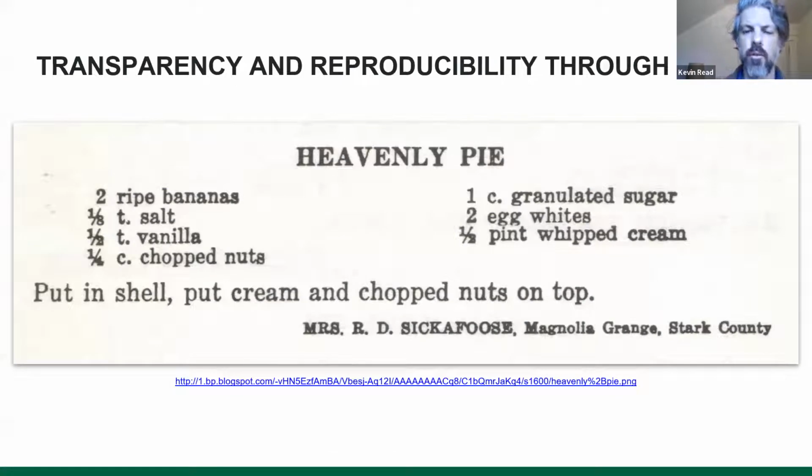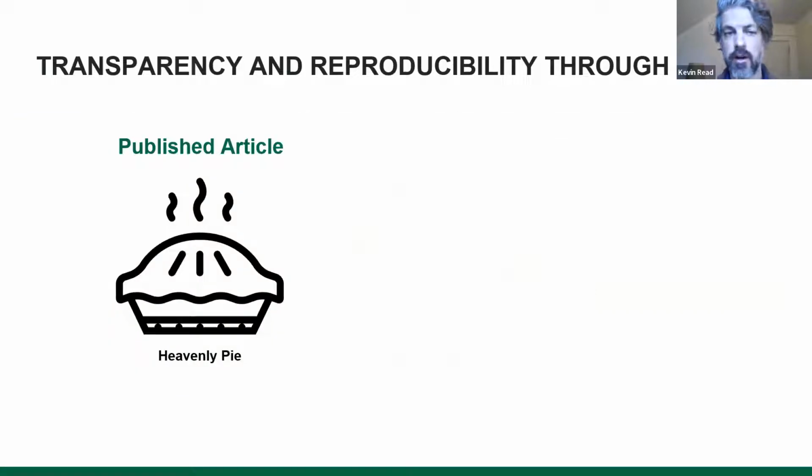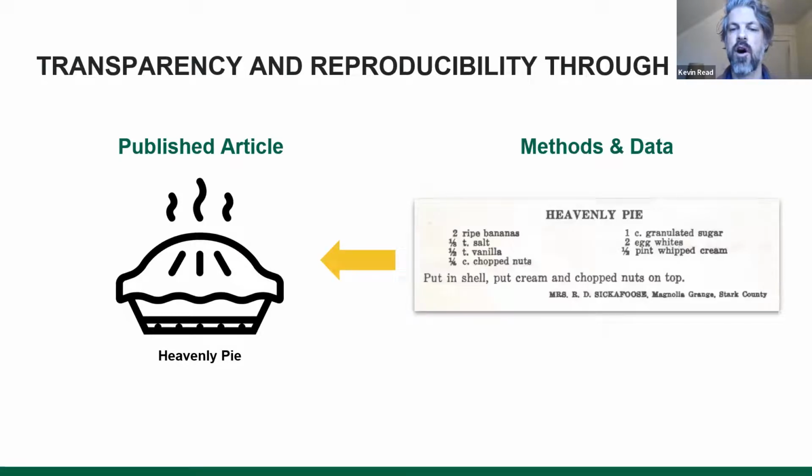So I want to start with a really simple example of where data management can go wrong. And I like to use this recipe for Heavenly Pie by a woman named Mrs. R.D. Sycophus. So here you can see we have an example of the Heavenly Pie recipe where we have ingredients and we have instructions. So if we were to think about the final product, which is that Heavenly Pie, as a published article, let's think of all of the ingredients and the recipe as the methods and data. Now, take a look at this recipe for a second and think about what are some of the issues that you might find in this recipe.